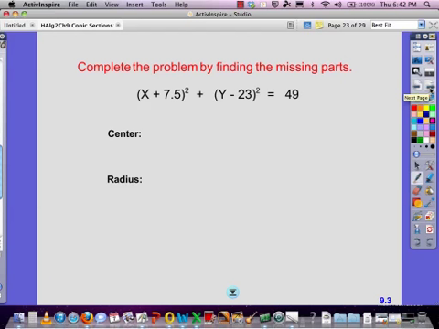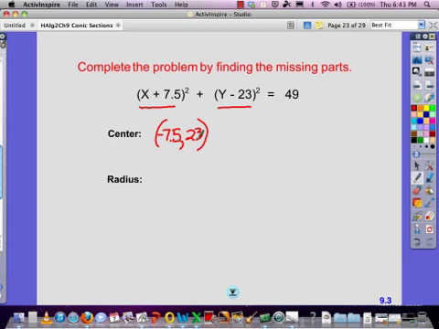So let's try one that we can do because we have enough information. This one says, complete the problem by finding the missing parts. They gave you the equation, actually, and now you have to find the center and the radius. So doing that, I look at the x value, and I notice there's a plus sign. I look at the y value, and notice there's a minus sign. The x number comes from the x parenthesis. The y number comes from the y parenthesis. It's not difficult. We don't try to trick you. And so we need that center, that new move, that hk value. That hk value in this case is negative 7.5, comma 23.